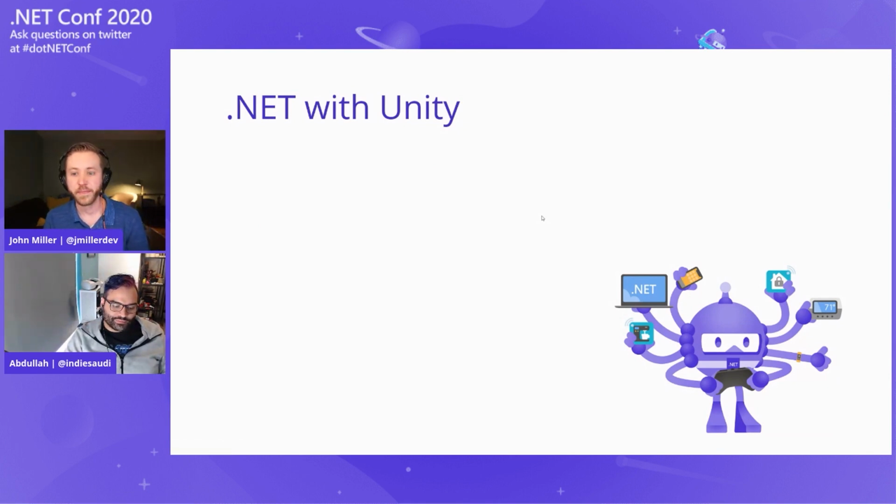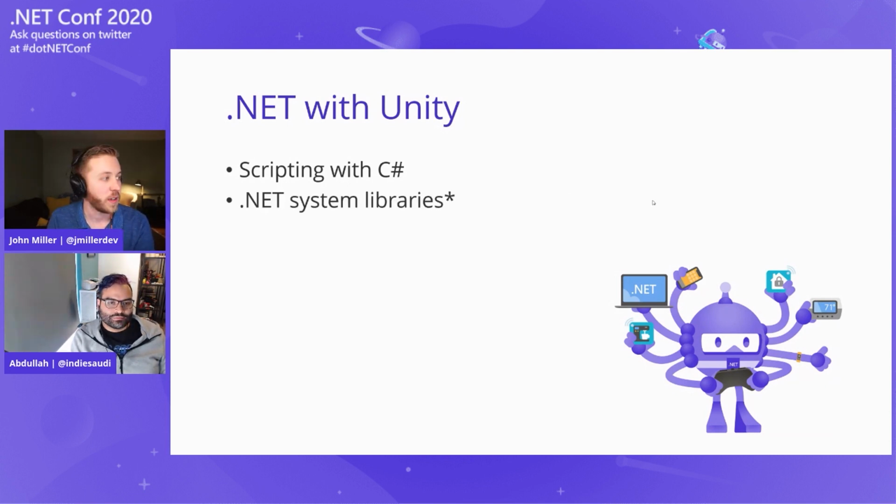There are some things that align, and then there are some nuances that you have to consider when working with Unity. So .NET with Unity means you get to script in C#, which is a bonus if you are familiar with C#. You also have access to all the .NET system APIs. I put a little asterisk here because there are a lot of platforms that Unity supports, and they do a great job at making sure that the .NET system libraries work on all of those, but it's not always guaranteed. So you do have to make sure that whatever you want to do in the .NET APIs is supported on the platform that you're choosing to target.